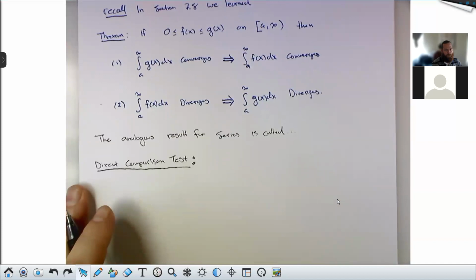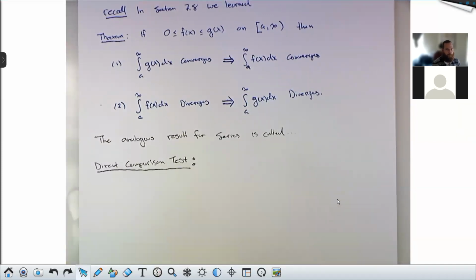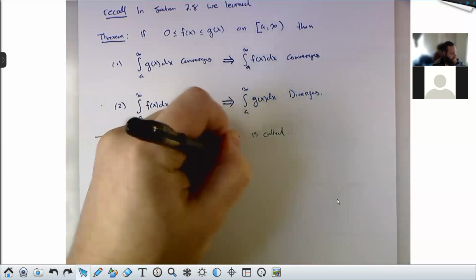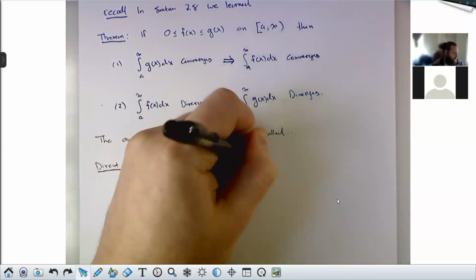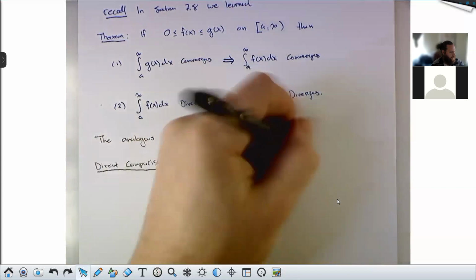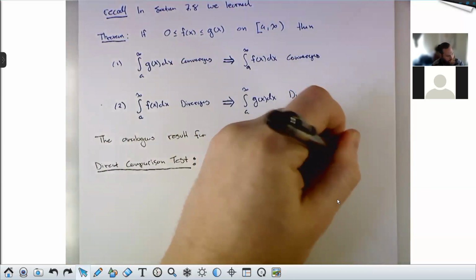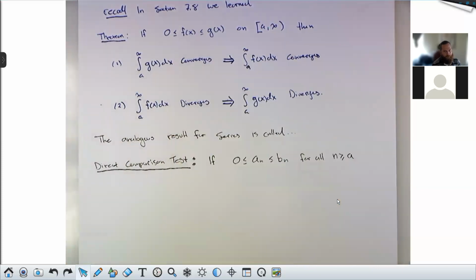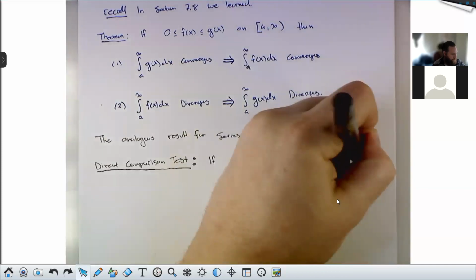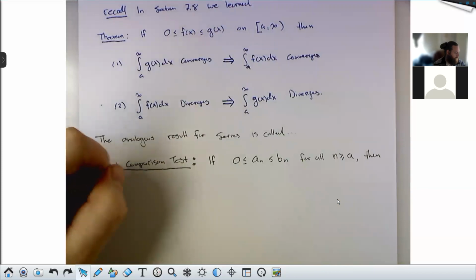And I want you to just compare the blue theorem up there from 7.8 to what we're going to say here. This says if 0 is less than or equal to an is less than or equal to bn for all n greater than or equal to some number a, then two things are true.